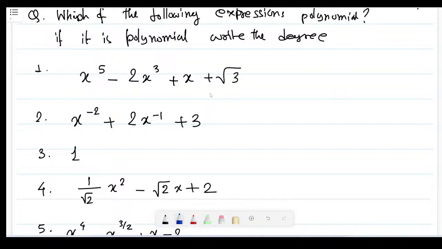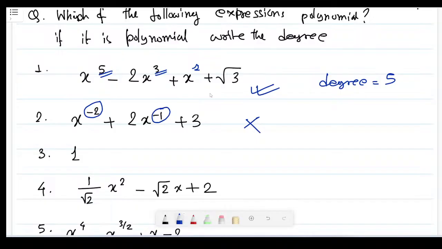So here we can see that all the powers are positive integers. There's nothing missing. So yes, this is a polynomial and the degree is the highest power of x, that is 5. Next, here we can see there are negative integers as powers of x. So this is not a polynomial.